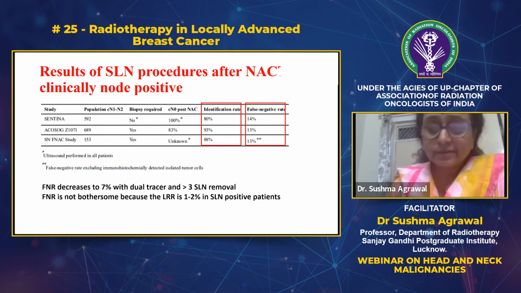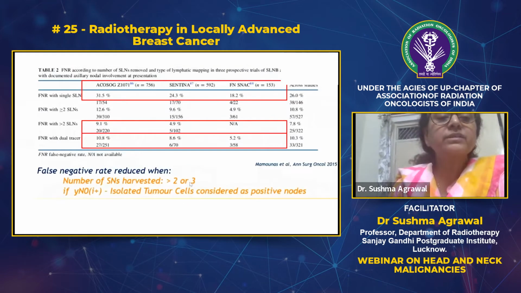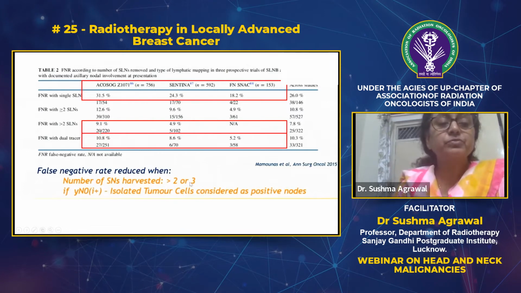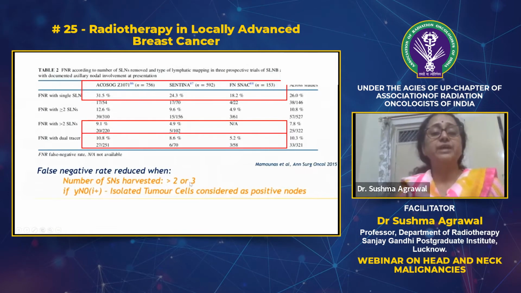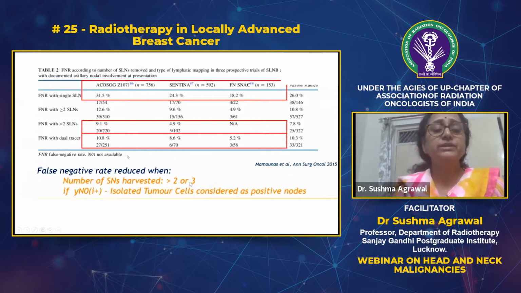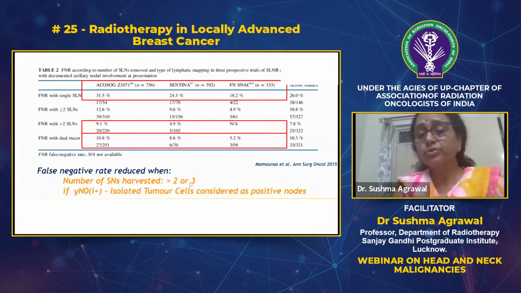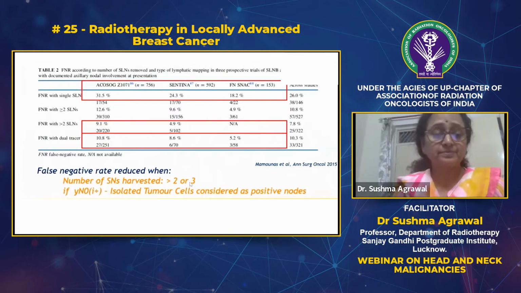So let's see what is the improvement with removal of 3 sentinel lymph nodes. As you see in both the studies which I mentioned, the first line shows the false negativity is as high as 30% with single lymph node removal. The third line shows that if you remove more than 2 sentinel lymph nodes, the false negativity rate decreases to 5 to 10%. And if you use dual tracer, the false negativity rate was still 8 to 10%. So how to improve the false negativity rate?